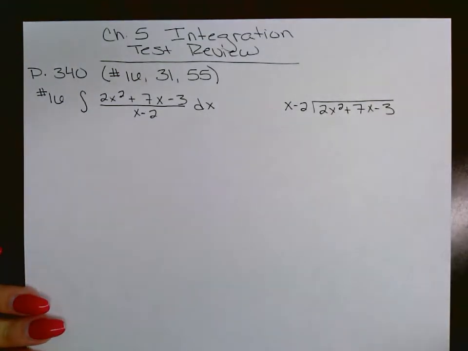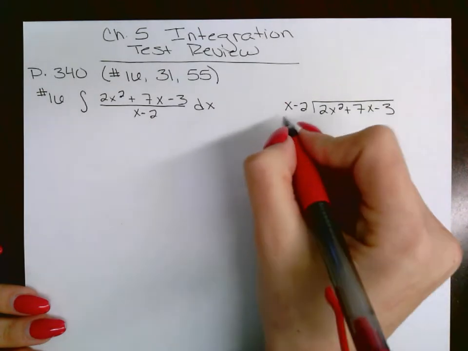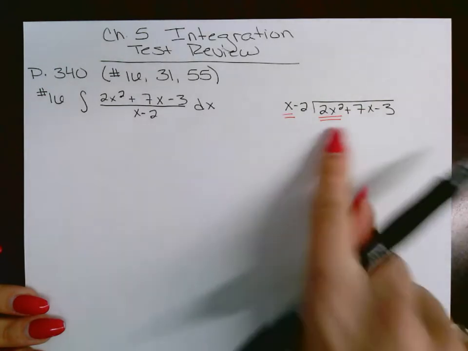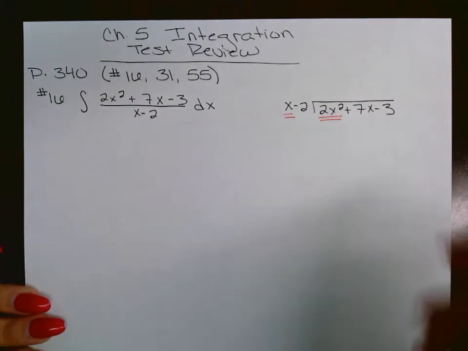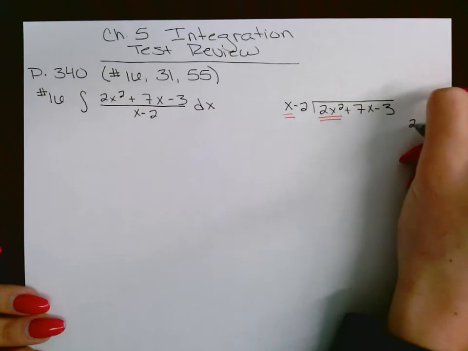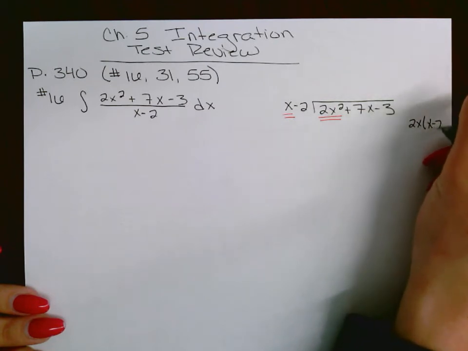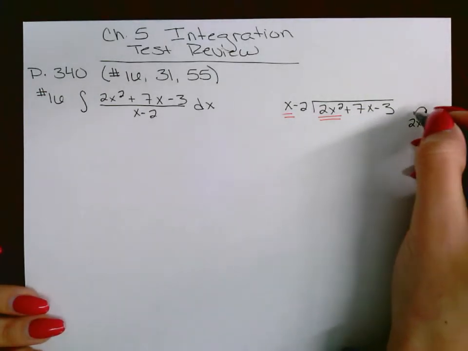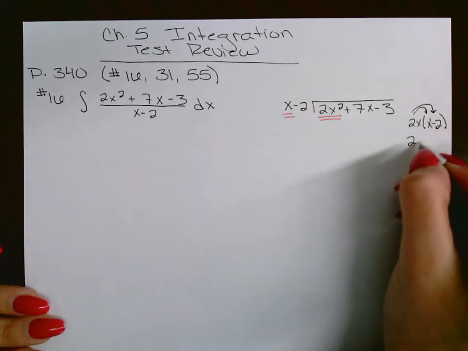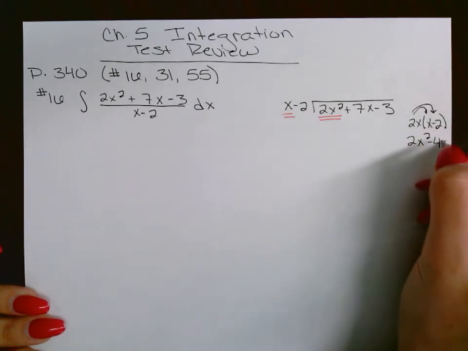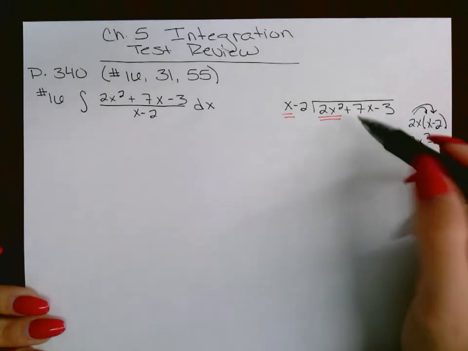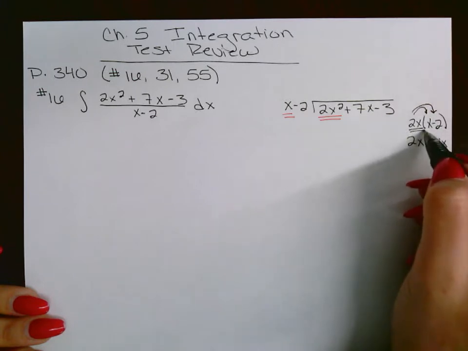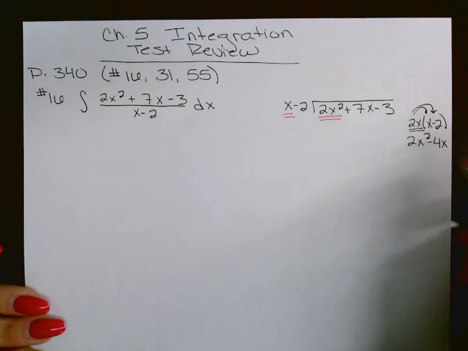So when I'm doing long division, I am analyzing my first term. What would I need to multiply x by in order to get 2x squared? A 2 and an x. So I'm going to say a 2x times x minus 2. Okay? When I distribute, I get 2x squared minus 4x. Remember that everything in long division works with columns. So since I am multiplying in a 2x, it needs to go above the term that also only has a single x.